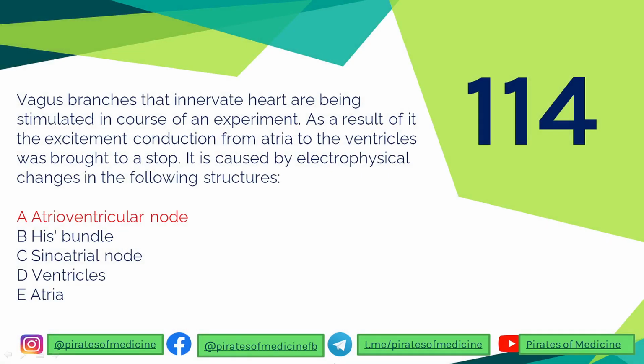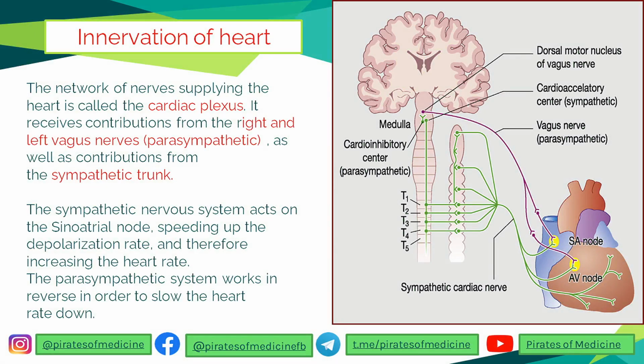Okay, 114. So vagus branches innervating the heart are being stimulated in the course of an experiment. As a result of it, the excitement conduction from atria to ventricles was brought to a stop. So it is caused by the electrophysiological changes in the following structures. So vagus nerve, remember I told you, is the parasympathetic innervation to the heart. Vagus nerve innervates the SA node and the AV node, and in the AV node it leads to reduction of the conduction from the atrium to the ventricle.